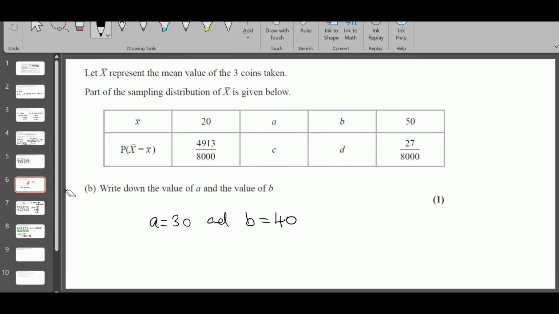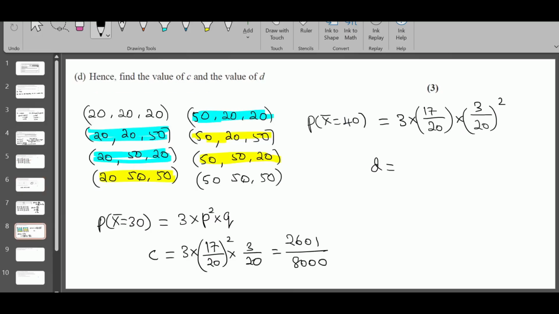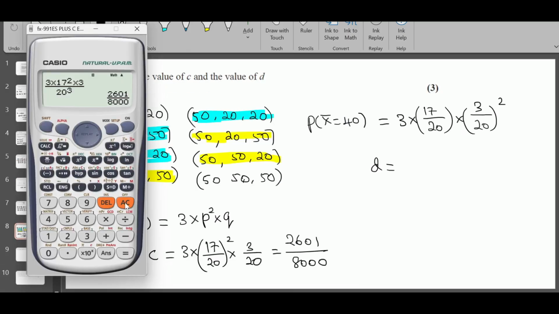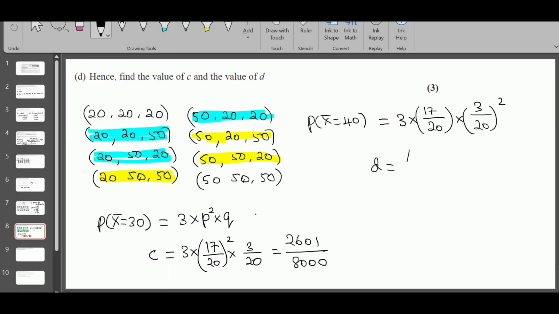And then the value of D is 3 times 17 times 3 squared divided by 20 cubed again, which is 459 over 8000. That's all. 3 mark question. Let's move on to the next part now.